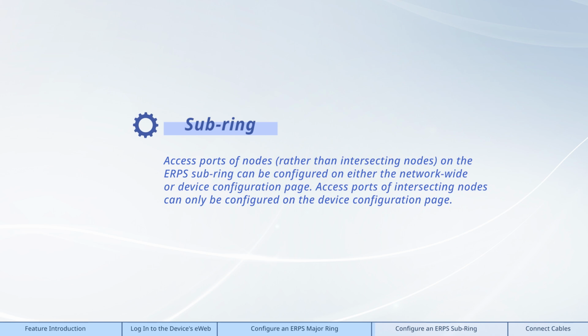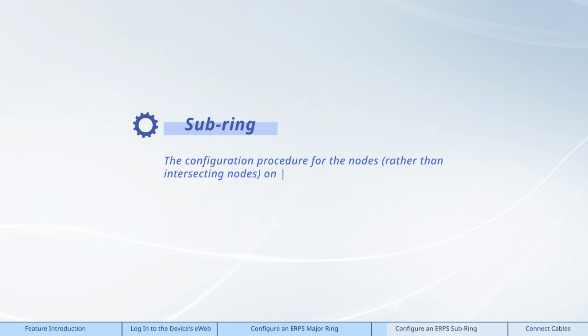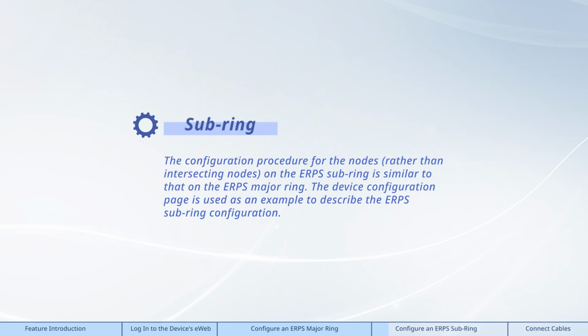Access ports of nodes on the ERPS subring can be configured on either the network-wide or device configuration page. Access ports of intersecting nodes can only be configured on the device configuration page. The configuration procedure for the nodes, rather than intersecting nodes, on the ERPS subring is similar to that on the ERPS major ring. The device configuration page is used as an example to describe the ERPS subring configuration.